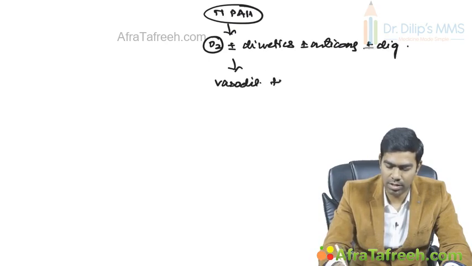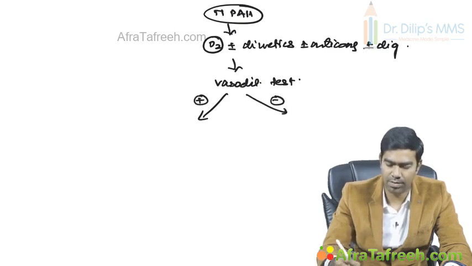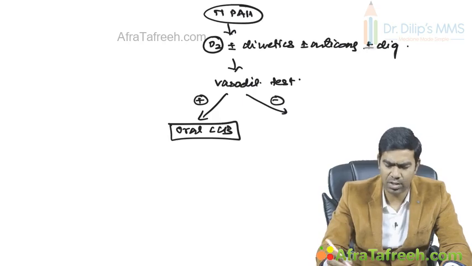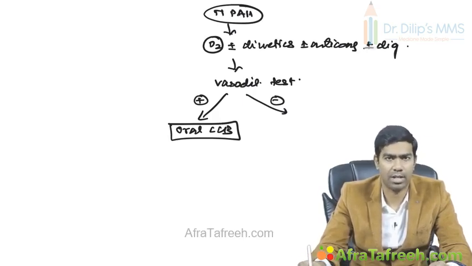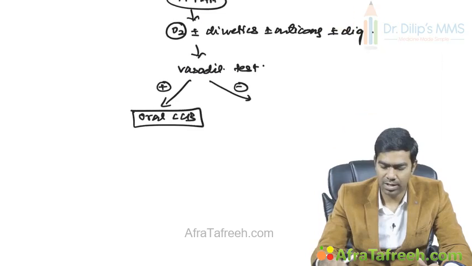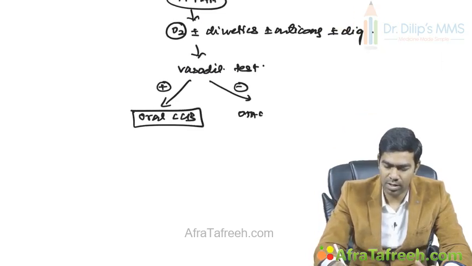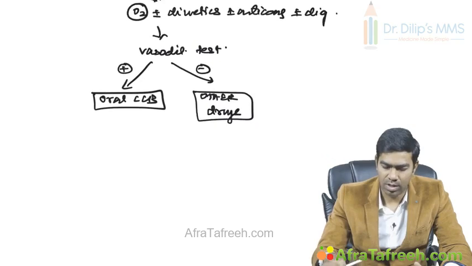Then, do a vasodilator test. Vasodilator test is responding or vasodilator test is not responding. If vasodilator test is responding, you are going to give an oral calcium channel blocker, which means I told you already they are going to respond. Long-term response will be there for a calcium channel blocker. So, you can try oral calcium channel blocker. Suppose if vasodilator testing is negative, then you have to try only other drugs that are available.